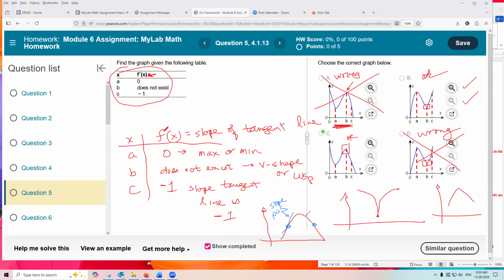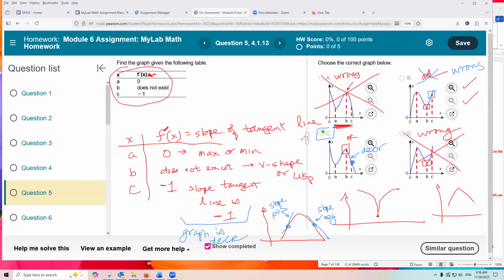Over on this side, the slope of this tangent line is negative. Our slope is -1. That must mean our graph is decreasing at point C. Well, if I come over here to this graph, I'm noticing this graph is increasing at point C, so this graph must be wrong. If you notice here, this graph at point C is a decreasing part of the curve, which makes sense. So I think our answer here is answer C.